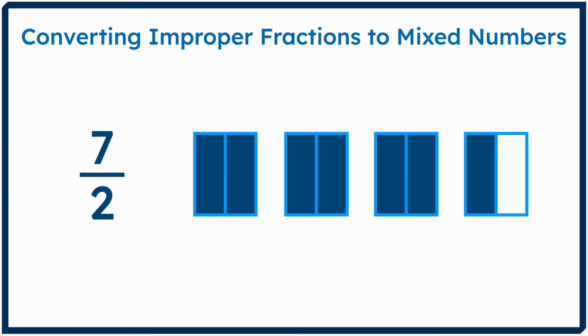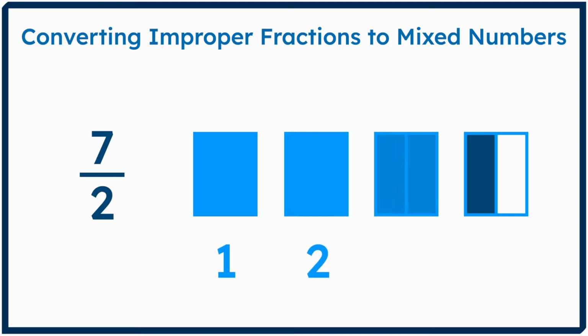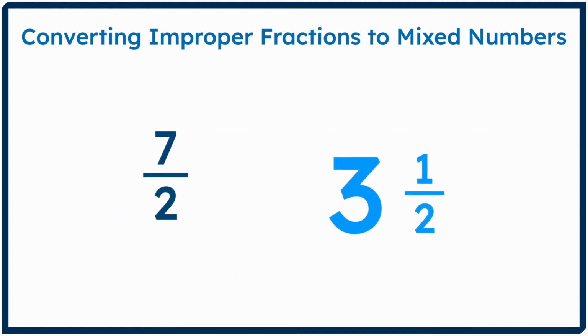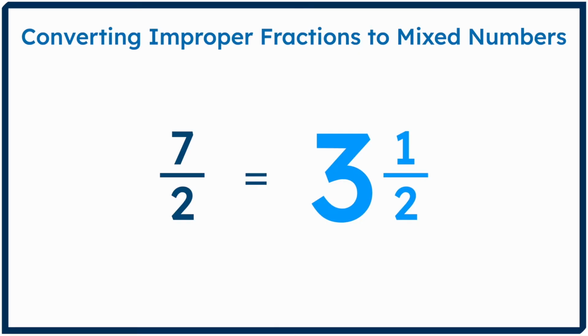Let's look at this model and think about what 7/2 actually means. We have 1, 2, 3, 4, 5, 6, and 7 pieces of size 1/2. But remember, 2 halves make a whole. So now let's see how many wholes 7/2 creates. 1, 2, and 3 with 1/2 left over. So 7/2 is the same as 3 1/2.